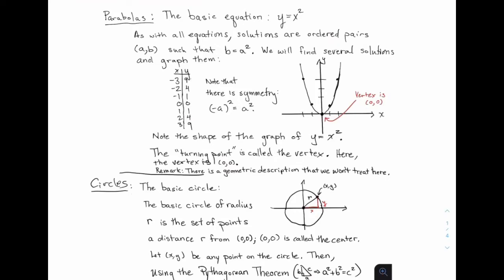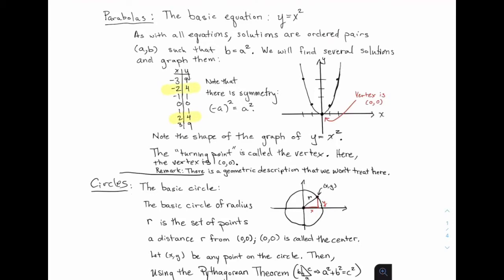the coordinate plane. So we will take x being -3. We see that y is 9. When x is -2, y is -2 squared, which is 4. When x is -1, y is -1 squared, which is 1. When x is 0, y is 0. When x is 1, y is 1. When x is 2, y is 4. When x is 3, y is 9.